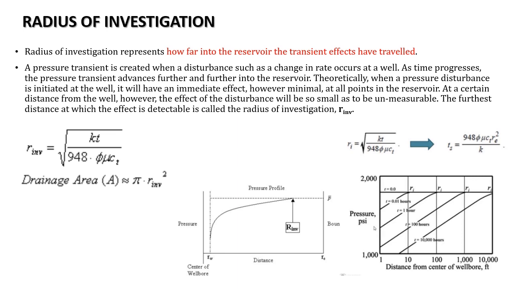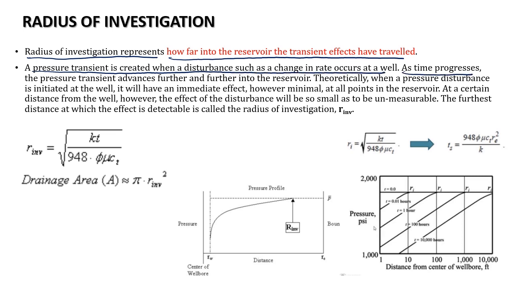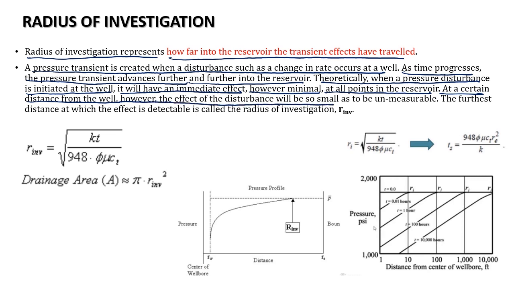Coming to the radius of investigation. Radius of investigation represents how far into the reservoir the transient effect has traveled. A pressure transient is created when a disturbance such as a change in rate occurs at the well. As time progresses, the pressure transient advances further and further into the reservoir. Theoretically, when a pressure disturbance is initiated at the well, it will have an immediate effect, however minimal, at all the points in the reservoir. At a certain distance from the well, however, the effect of the disturbance will be so small as to be unmeasurable. The furthest distance at which the effect is detectable is called the radius of investigation.